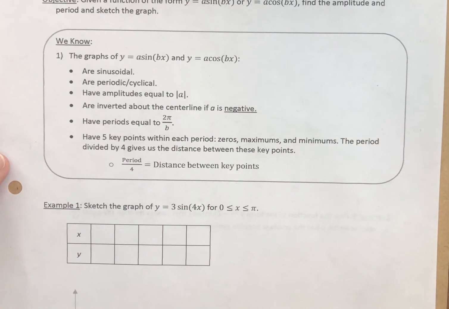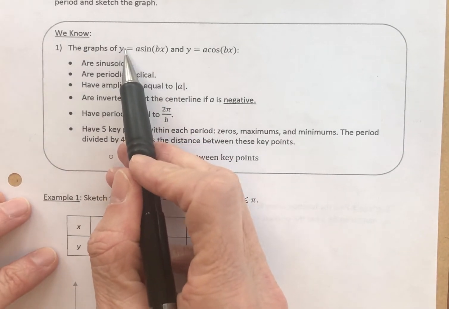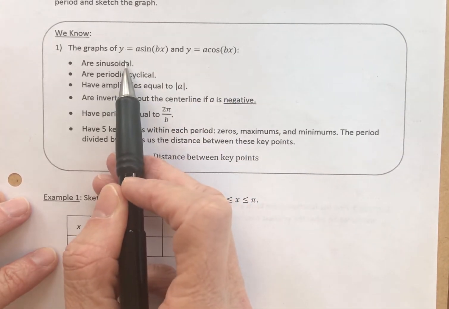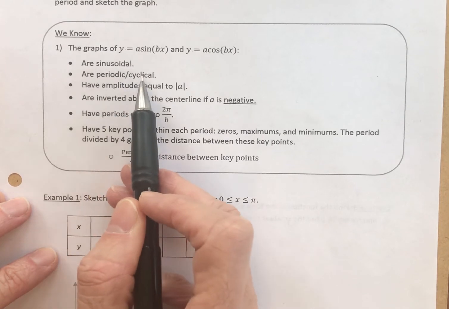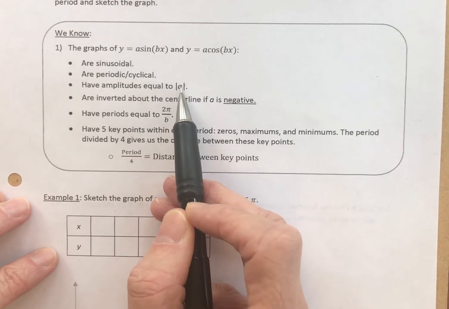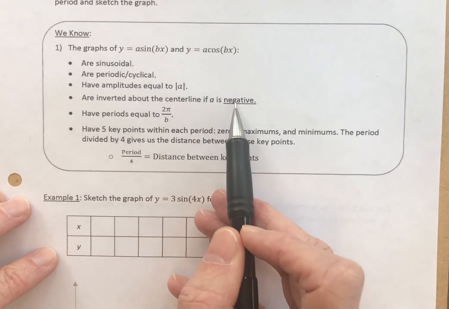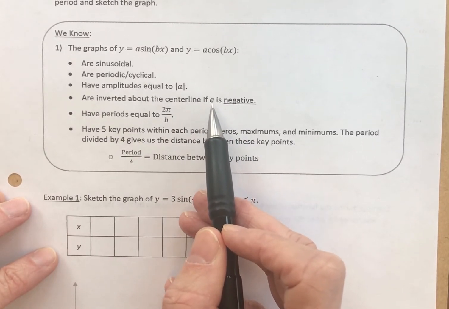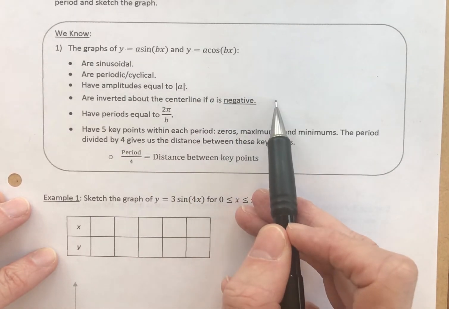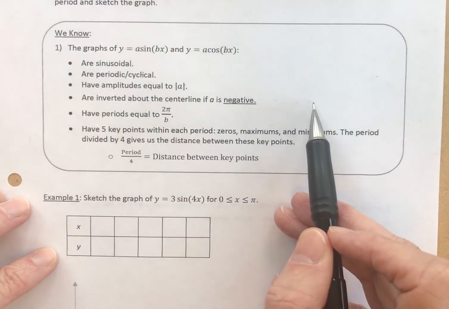Okay, so what do we know coming in that's going to be useful here? Well, the graphs of y equals a sine of bx and y equals a cosine of bx are sinusoidal. They are periodic or cyclical. They have amplitudes that are equal to the absolute value of a. They are inverted about the center line if a is negative, which means the sine function, instead of starting up from the origin, will start down. And the cosine function, instead of starting down from 1, will start up from -1.